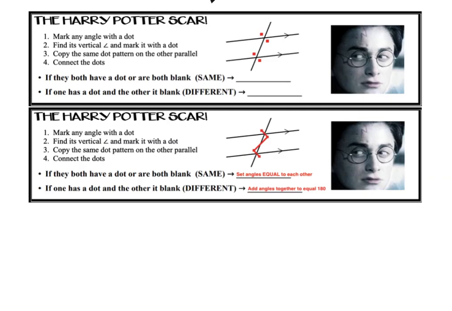Okay, if they are identical, like both have a dot or both don't have a dot, they're going to be equal to each other. If one has a dot and one doesn't, we know they're different. They're going to have to equal 180 when we add them together. All right, that's a ton of information. Double check that you have it in your notebook, and we're going to go through some examples.